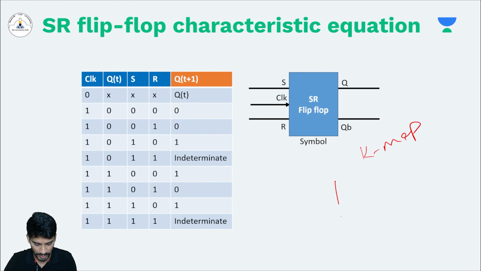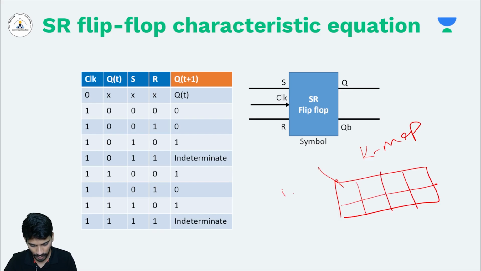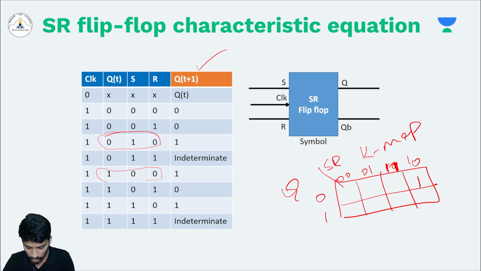So let's see the K-map of this. We have three inputs. I'm taking Q here and S and R here. So 0, 1 for Q, and 0 0, 0 1, 1 1, 1 0 for S R. You should not forget this ordering. So Q(t+1) will be 1 when the combination is 0, 1, 0; 1, 0, 0; 1, 0, 1; and 1, 1, 0.